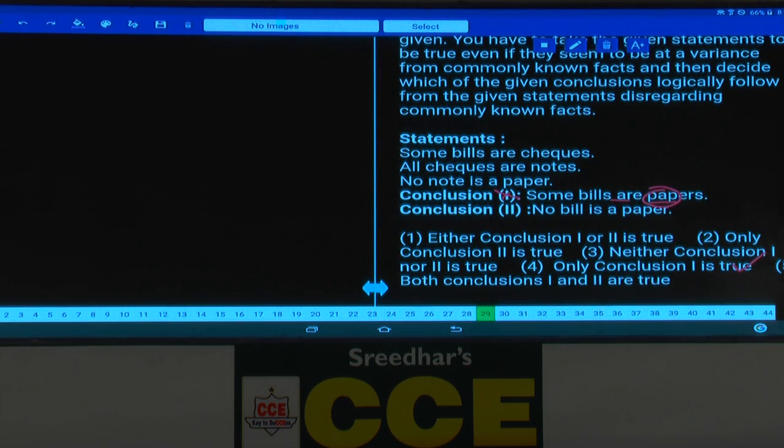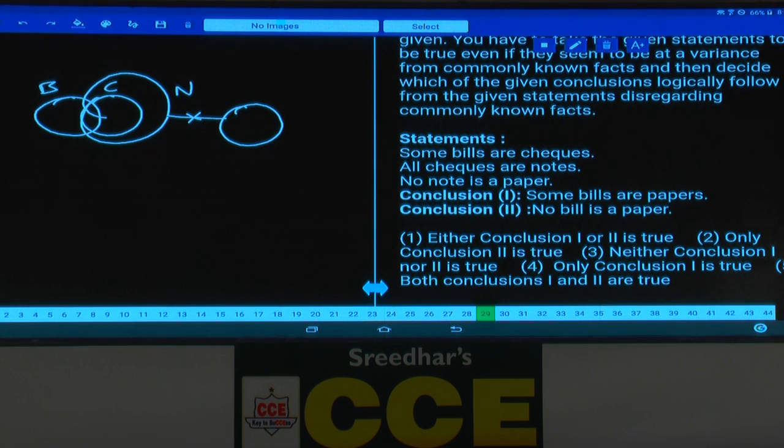Then 29. Now in this 29, some bills are checks. Some of the bills are checks, bill and check. And all these checks are what? All checks are notes. And no note is a paper. No note is a paper. This is what the information is.